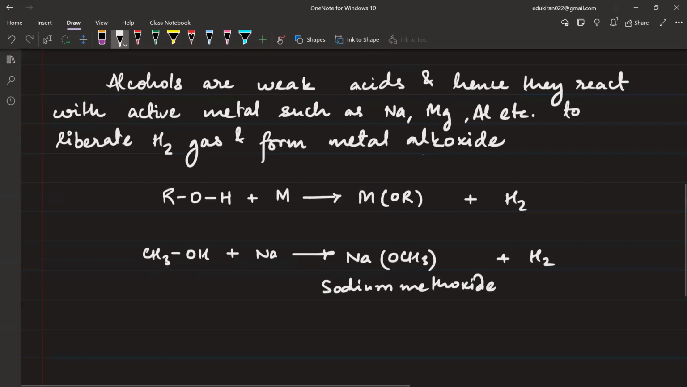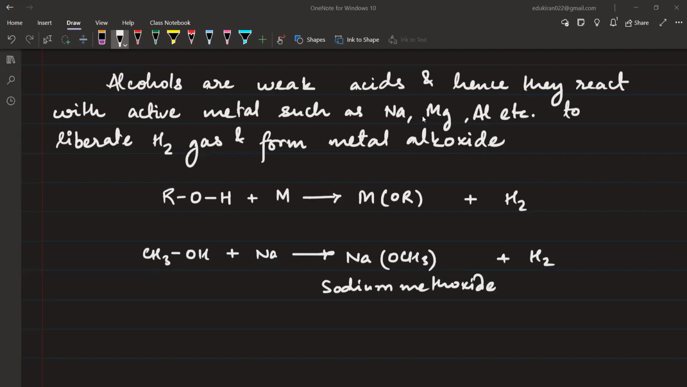Okay, so maybe you have learned this type of reaction even in 10th standard. Acids react with metal to give what? To give salt and hydrogen gas. The same reaction is happening here. So alcohol is acting as an acid and it is giving you H2 gas.